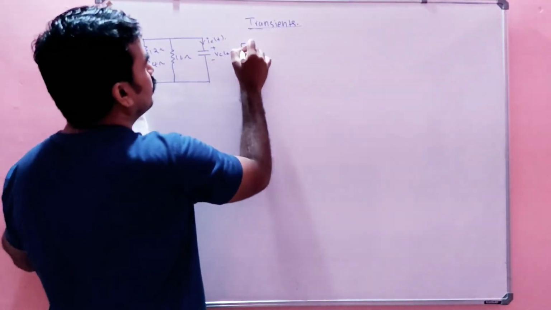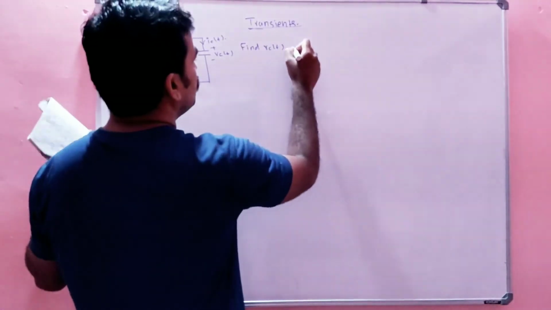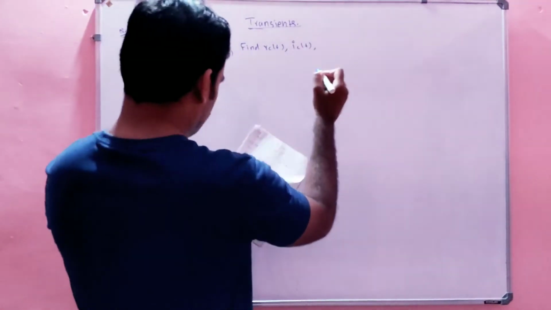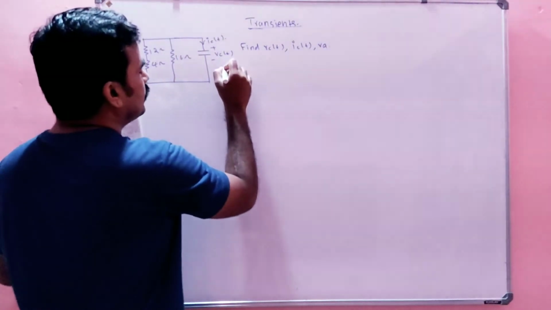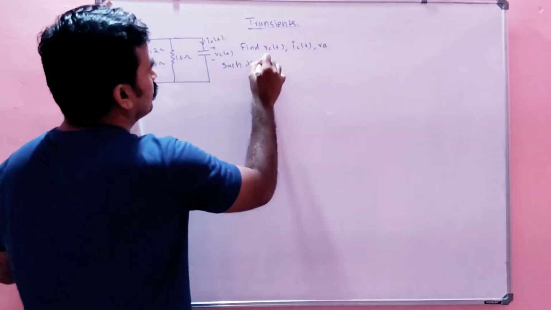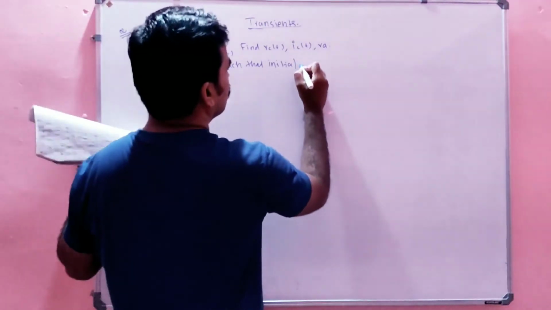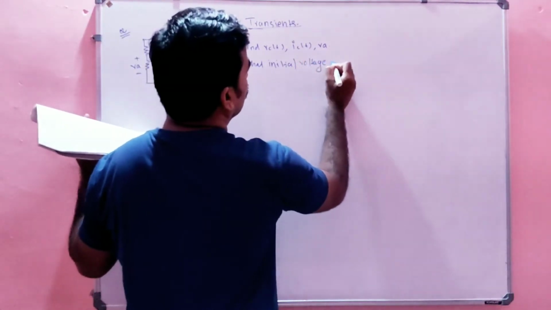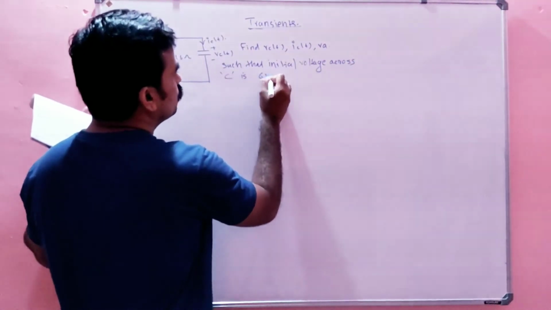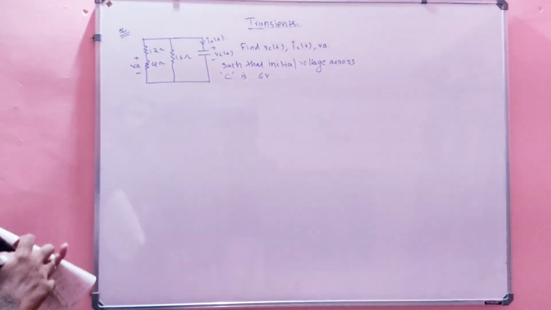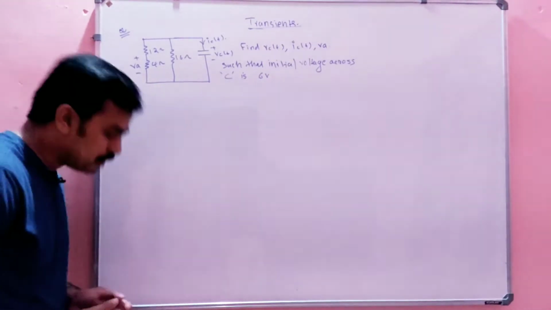The question is: find Vc of t, Ic of t, and Va, given that the initial voltage across C is 6 volt. So that's our question.